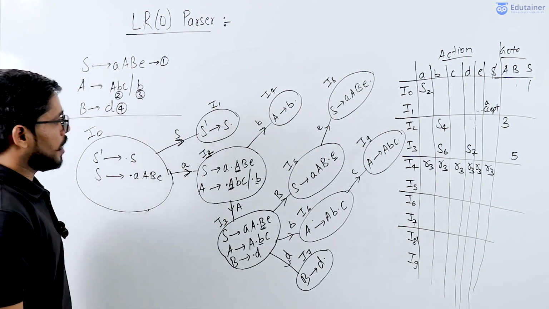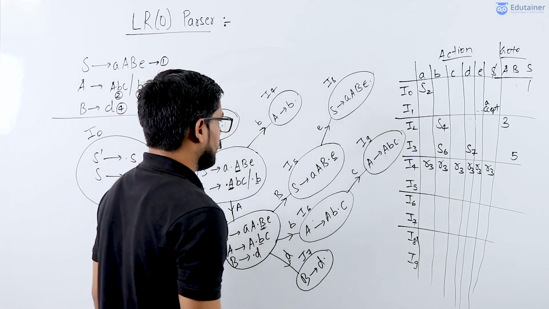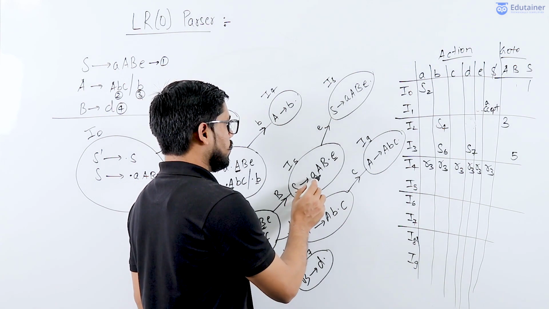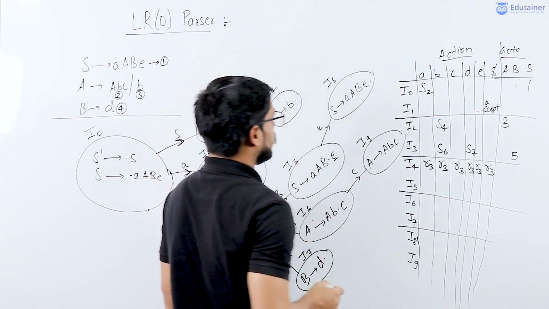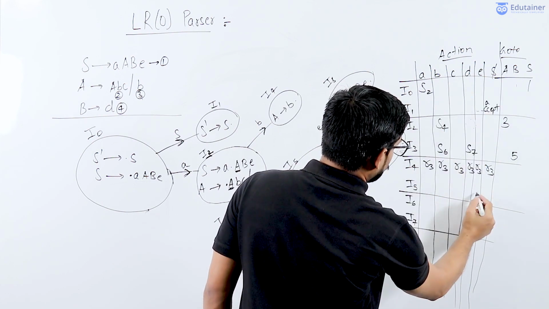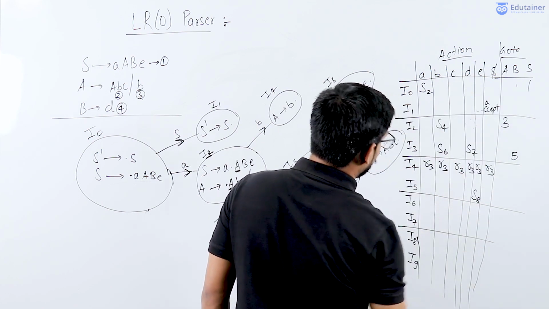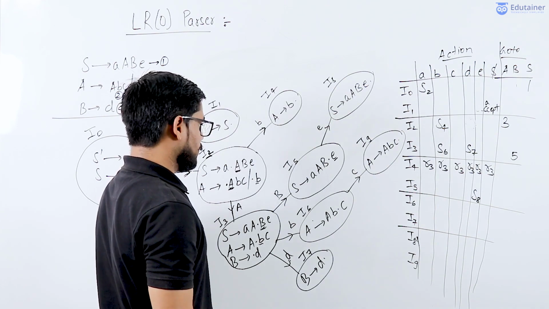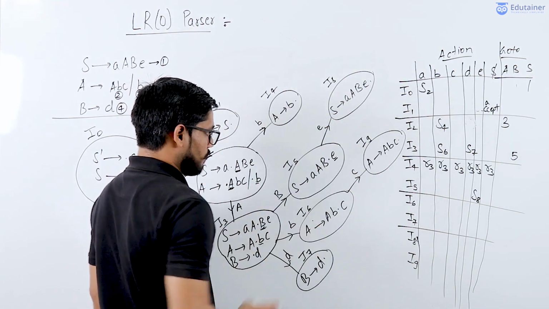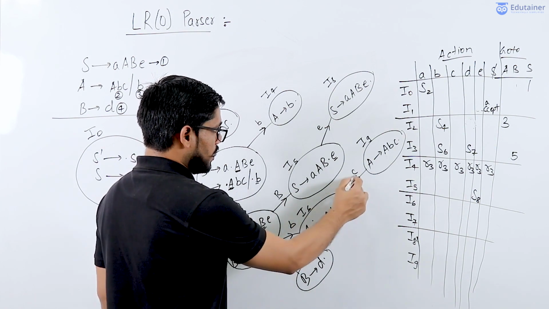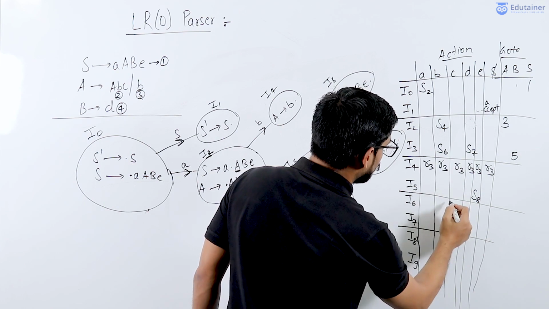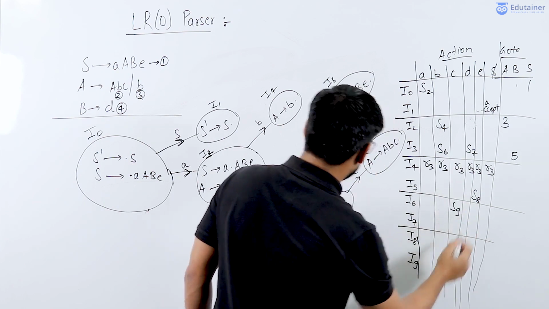Then after I4, I5 is not a final item. So on E part it will go to I8. So E part is here, it will go to I8, meaning shift 8. After I5 let's take I6. It is also not a final item. So on C it will go to I9, meaning shift 9.